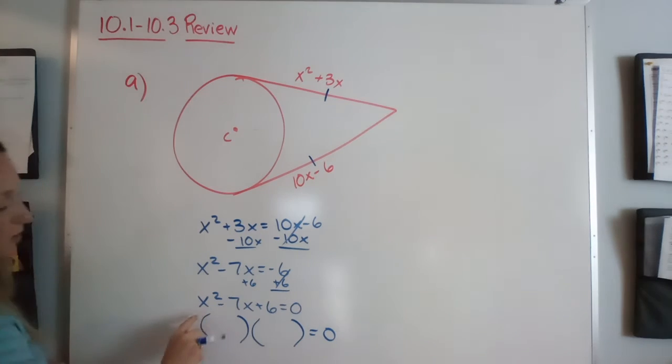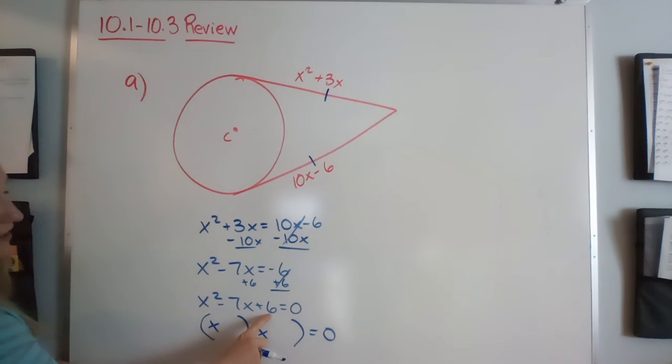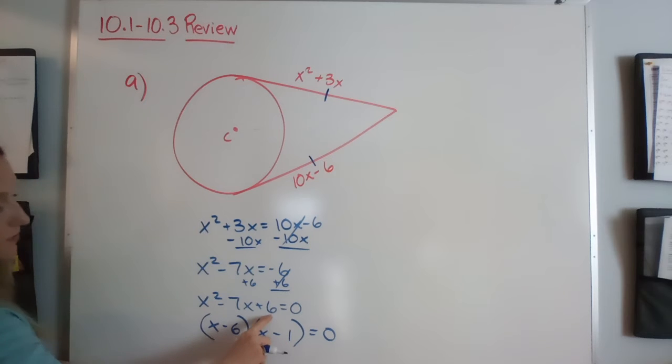What two terms multiply to give you x squared? It's x and x. What two factors multiply to give you 6? It's 2 and 3, okay? Or 6 and 1. And you need a sum of negative 7. So I know it's going to be a negative 6 and a negative 1, because negative 6 times negative 1 multiplies to a positive 6, and negative 6 and negative 1 adds to a negative 7.